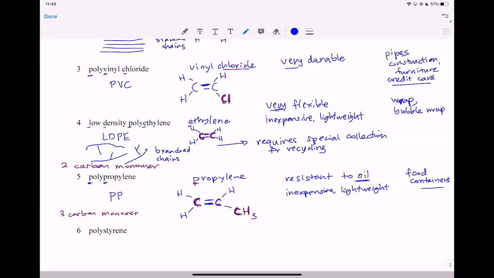And then plastic number 6. So rounding these out, plastic number 6 is polystyrene. And so this is a polymer of styrene monomers. So the monomer is called styrene, and it is PS for short. So this monomer looks a little more complicated. It is 2 carbons with a double bond. That's the simple part. And it still has 3 of the bonds to those carbons as hydrogens.